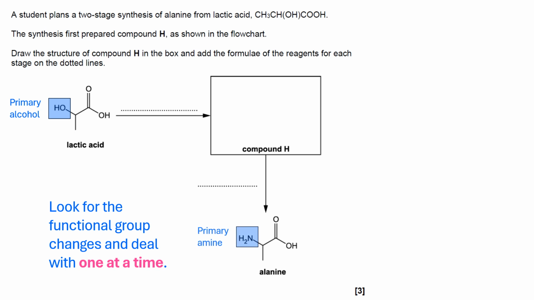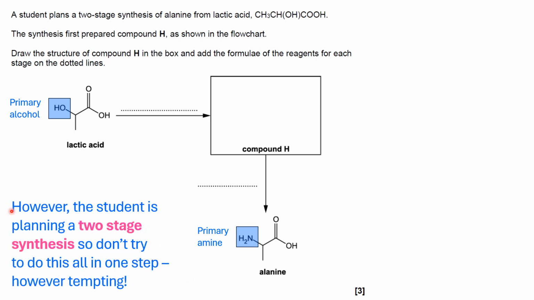So looking at it closely, you can see that only one side of the molecule is actually changing. So you've got a carboxylic acid functional group there, and in alanine it's still in place. So you don't have to worry about that. It's only getting primary alcohol to a primary amine.